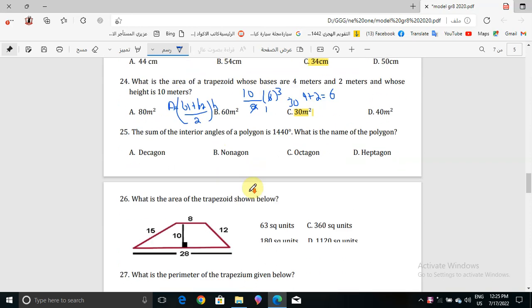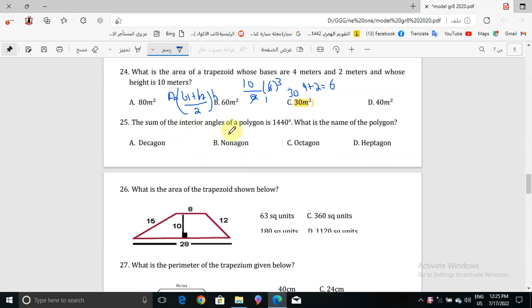Okay, now question number 25. Here the sum of the interior angles of a polygon is 1440. What is the name of the polygon? Here 1440 is the sum of the interior angles of a polygon, right? Okay, now we need to find the number of sides to know the name of the polygon.